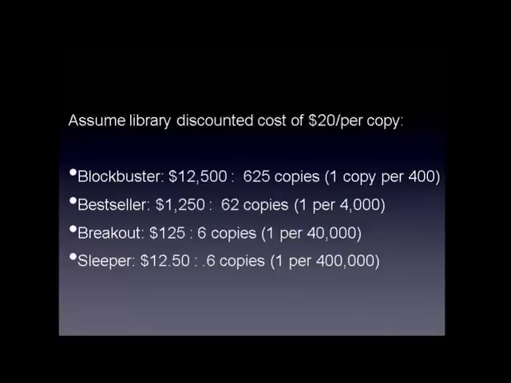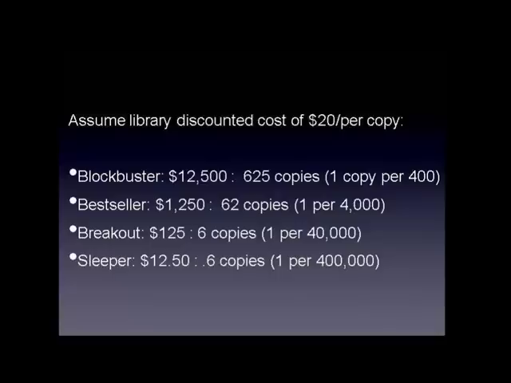Now, a library that serves a 250,000 person service area is pretty rarely going to buy 625 copies of something, or one copy for every 400 people. But if you go down an order of magnitude to the bestseller as opposed to the blockbuster, you're spending $1,250 to buy 62 copies. It's the same amount of money that author is netting from your service community. And all you've got to do is match the $1,250 that they're making, and you can cut the publisher out of the equation.